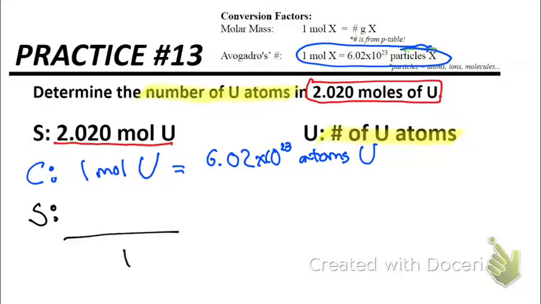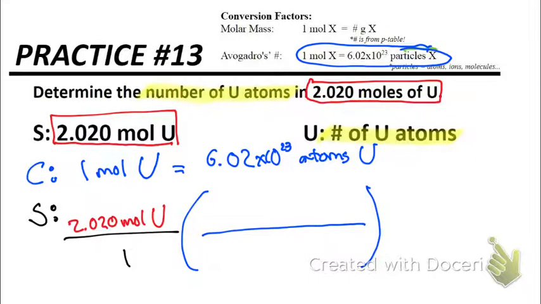You know that you're always going to start with what we know over 1. So that's 2.020 moles of uranium. Notice that I have included both the unit and the element symbol in my dimensional analysis. Remember, dimensional analysis is about converting units. So if you don't have units, we can't see what you're converting from or to. We know that we're going to multiply this by a conversion factor.